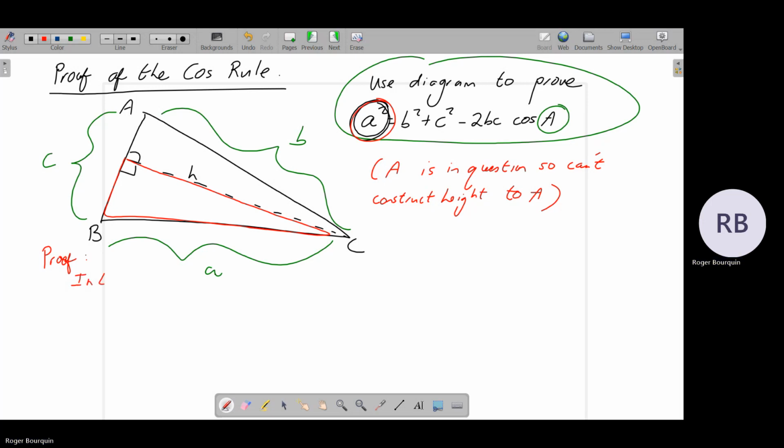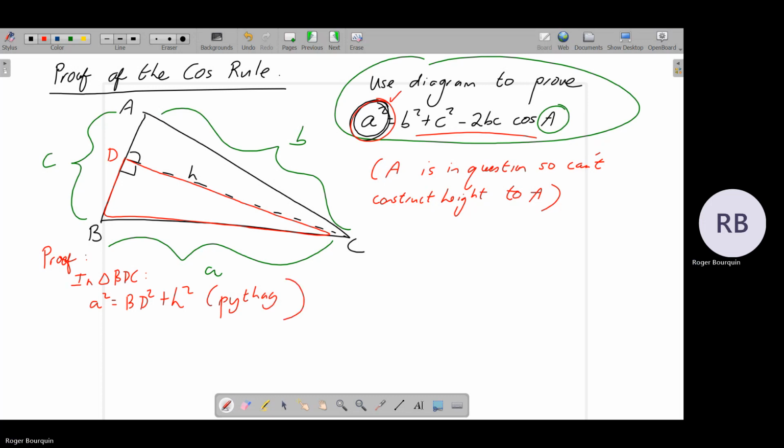Let's call this D. In triangle BDC, we're going to have a squared, which is opposite the right angle, equal to BD squared plus H squared. So I've got the a squared into the formula. Now it's a question of getting rid of the BD and the H and somehow getting it in terms of the sides.